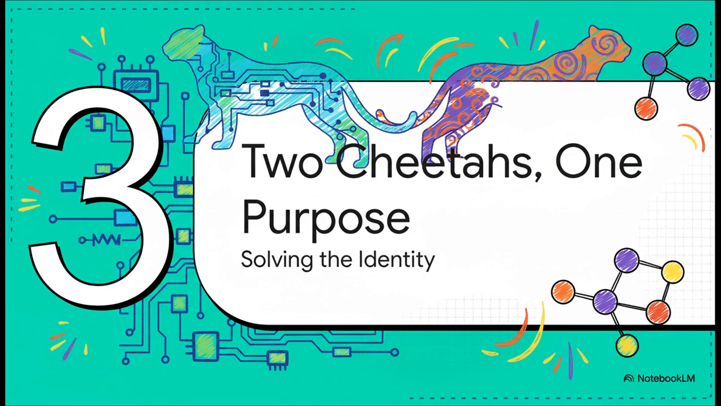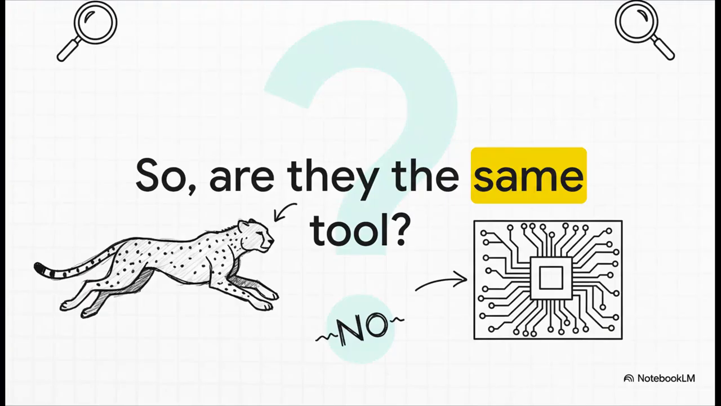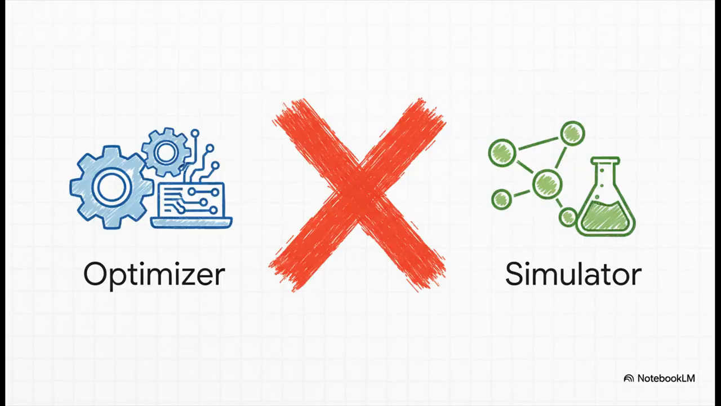So here we are. We've got two incredibly powerful but very different tools, and they're both named Cheetah. One is controlling electronics, the other is simulating explosive power. It's time to finally solve this identity crisis. So let's put it on the table one last time. Are they the same thing? And the answer is a big, clear no. They are totally separate tools, built for completely different jobs in totally different fields. The mystery's solved. It's just a shared name, not a shared system.